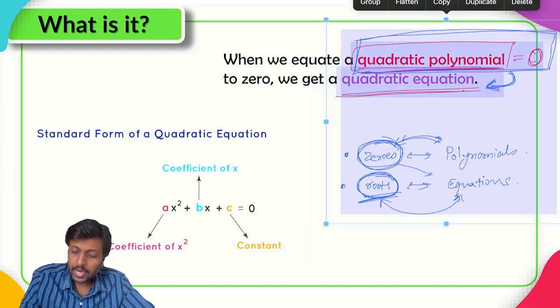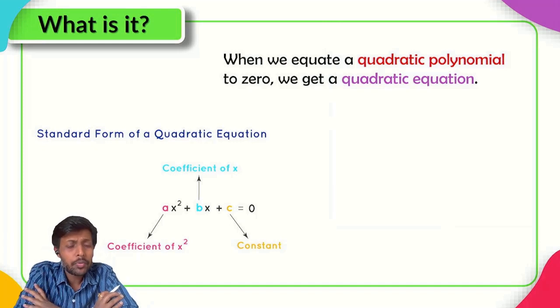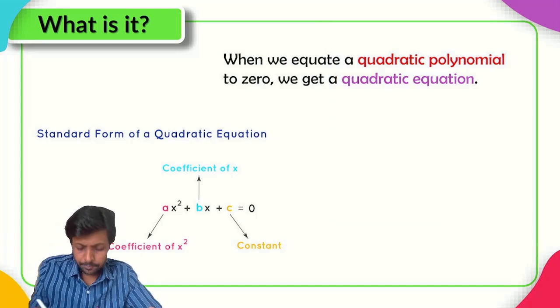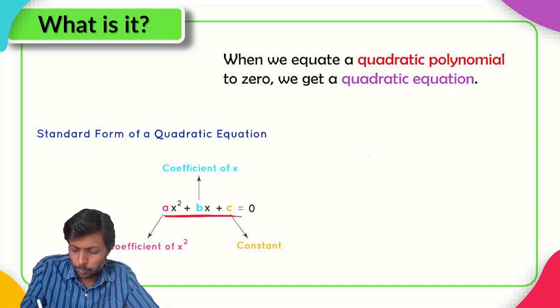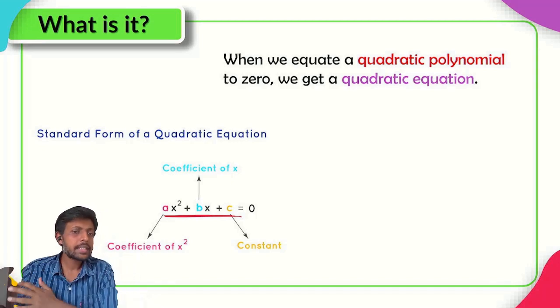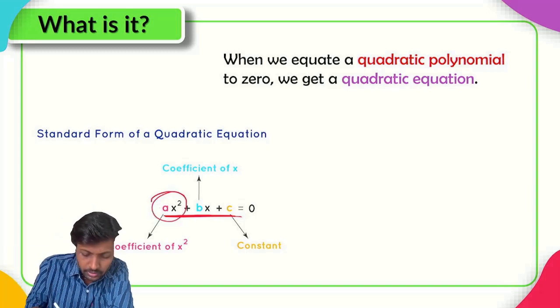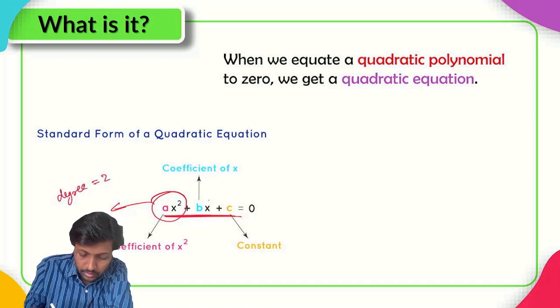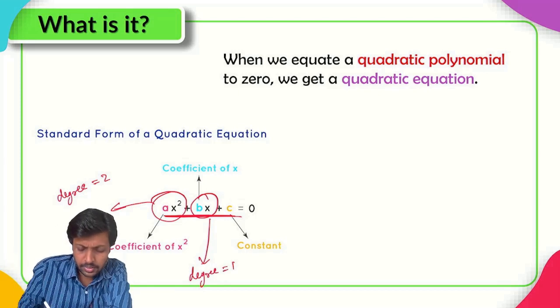Let's move on to understanding the standard form of a quadratic equation. Now, the standard form of a quadratic equation is this. It's given. So we arrange all the terms in order of decreasing degree. The degree of this term is 2. The degree of this term is 1. And the constant term has a degree 0.